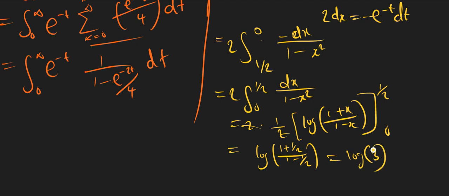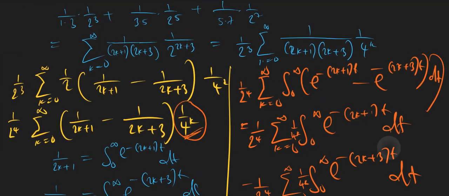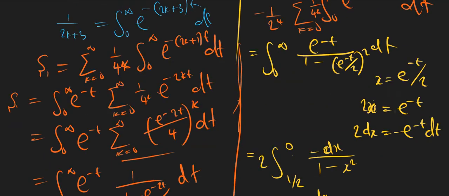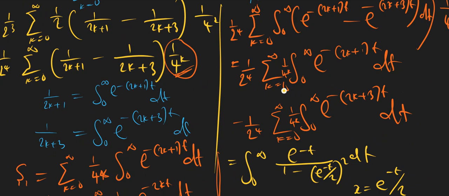So now, when all is said and done, we are able to find the first sum here. This first sum here is log 3. So let's find the second sum here. It looks a bit tricky, but we can actually do it.